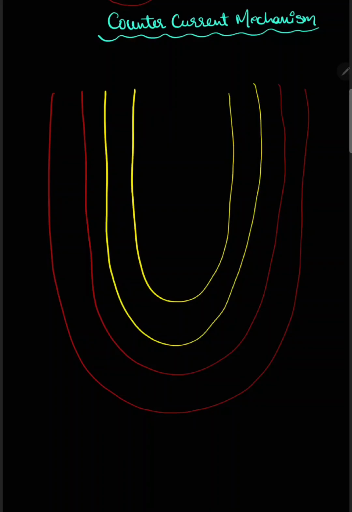Let's study the counter current mechanism. Now this is the descending limb of loop of Henle, and this one is the ascending limb of loop of Henle. Vasa recta comes in the opposite direction, so this is the descending limb of vasa recta. Now what is vasa recta? This is the network of capillaries around the loop of Henle that we had drawn.